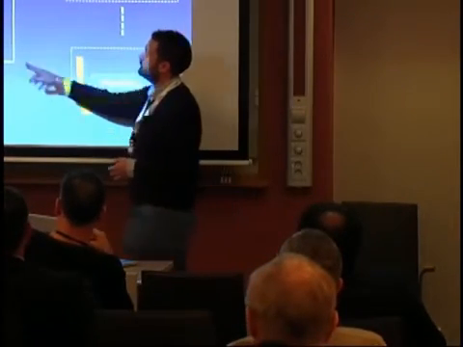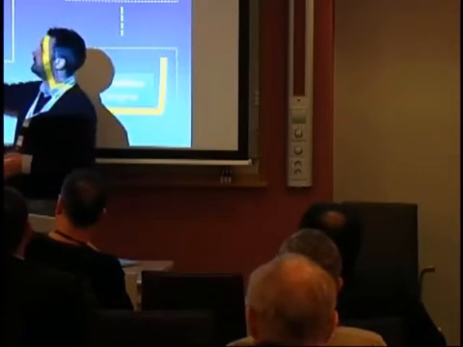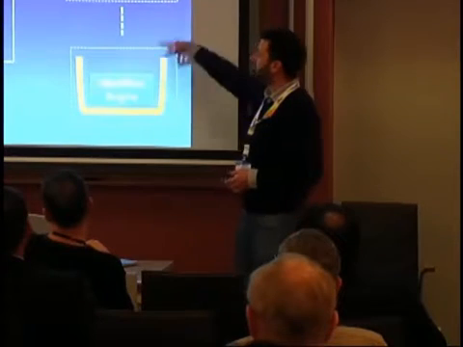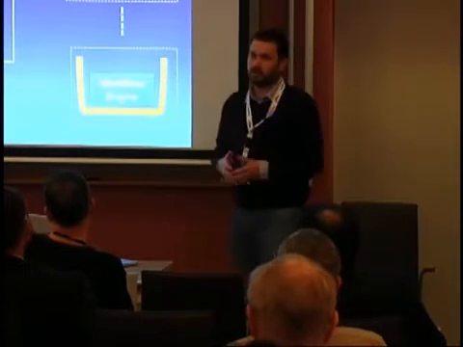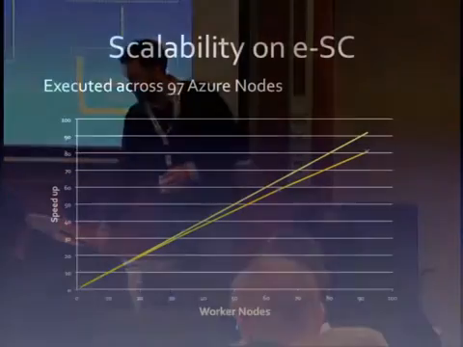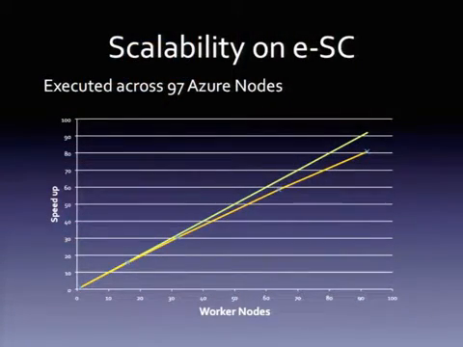And so what we can do is we can have one virtual machine which is running the eScience Central server, and we can then scale these generic workers up and down depending on the load. And we found that this gives very, very good performance results.